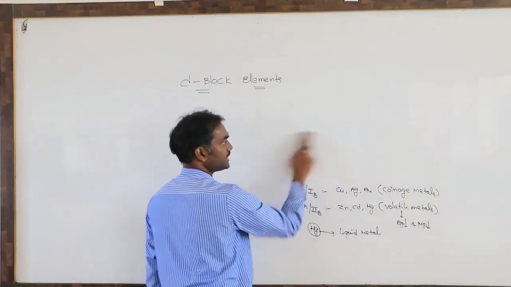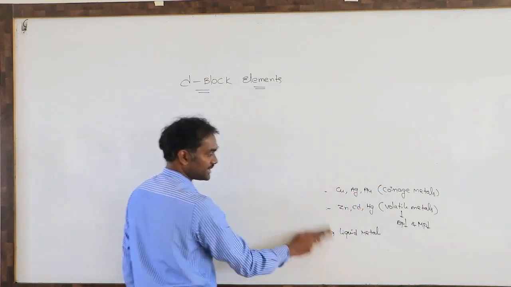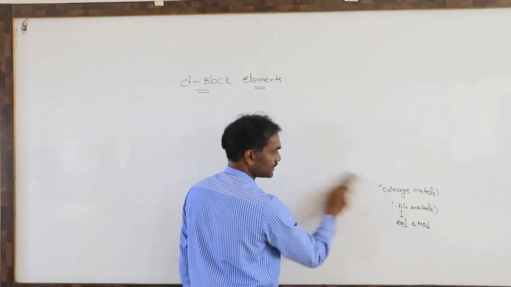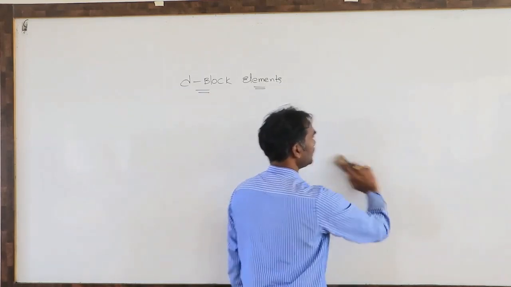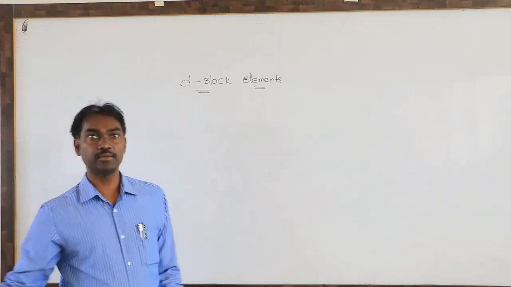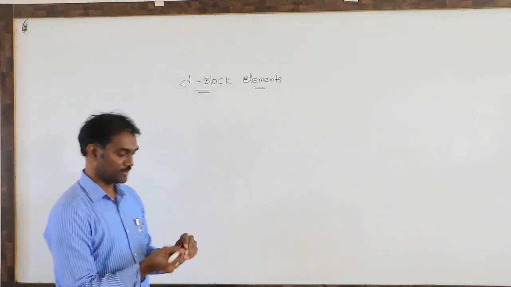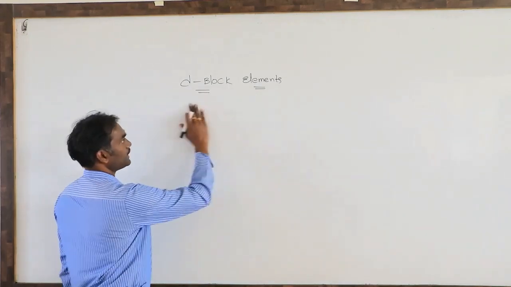So 8th, 9th, 10th, these three groups are taken as Roman letter 8th B. So that one you must concentrate. The total 8th B group contains 9 elements. It ends with platinum, so that's why you call them platinum elements also. Next.